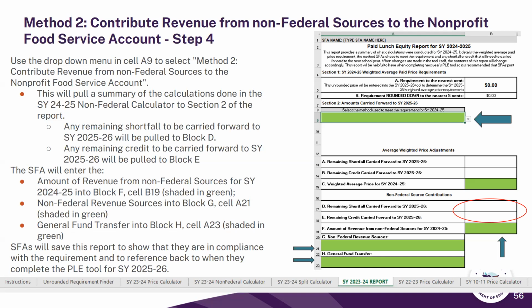The SFA will enter the amount of revenue from non-federal sources for school year 24-25 into Block F, cell B19, shaded in green; non-federal revenue sources into Block G, cell A21, shaded in green; and general funds transfer into Block H, cell A23, shaded in green. The SFA will save this report to show that they are in compliance with the requirement and to reference back to when they complete the PLE tool in school year 25-26.